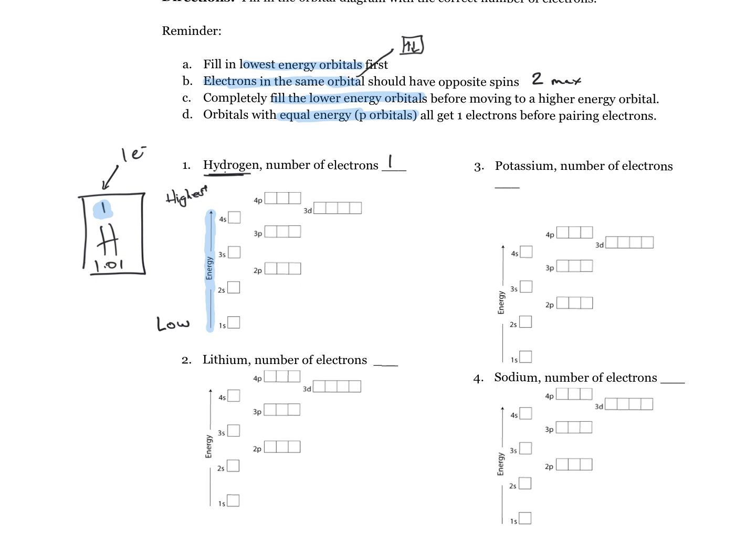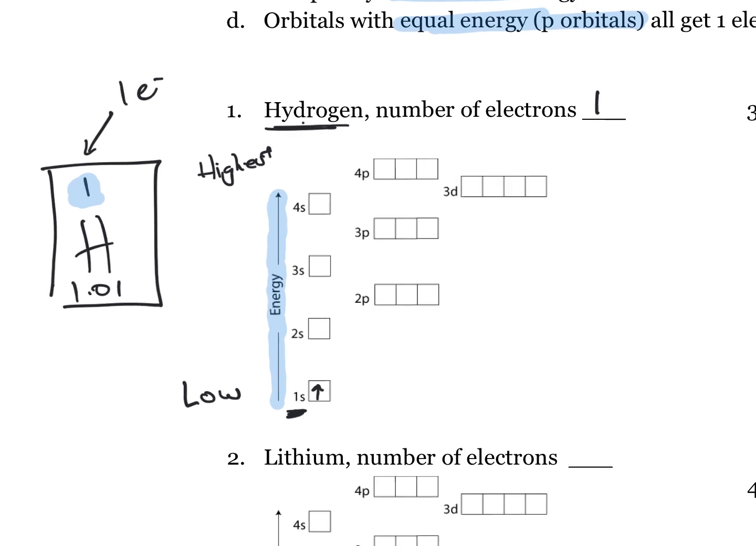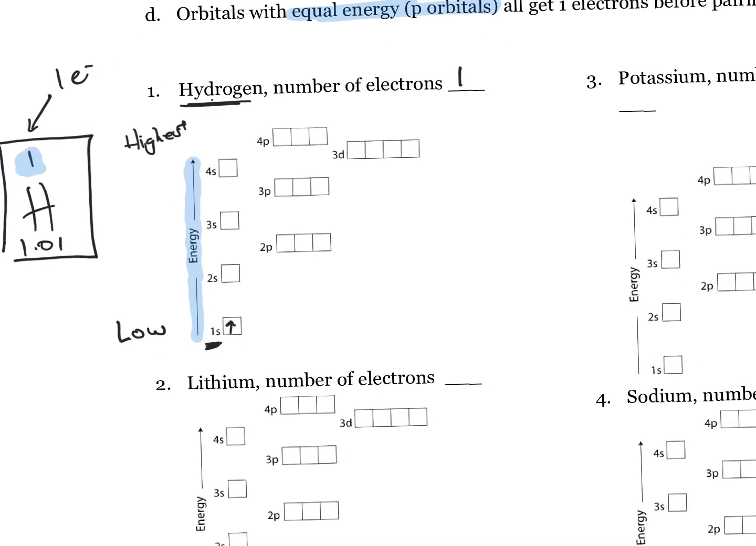Okay, so now that we've said some of these rules, let's go ahead and fill in hydrogen here. Hydrogen has 1 electron, so we only have 1 arrow. We're going to start with the lowest orbital, which is the 1s, and we're going to put an up arrow in there, and we're done. That is the orbital diagram for hydrogen. Just 1, and what this reads as is hydrogen has 1 electron in its 1s orbital. Easy as that. Okay, let's go ahead and do another one.